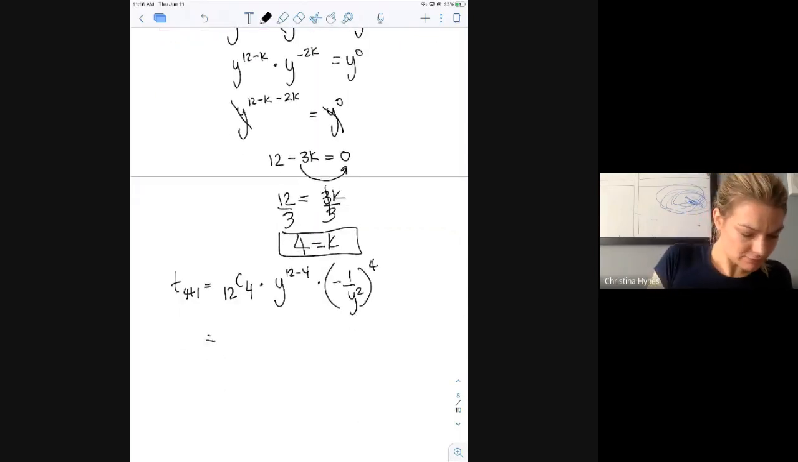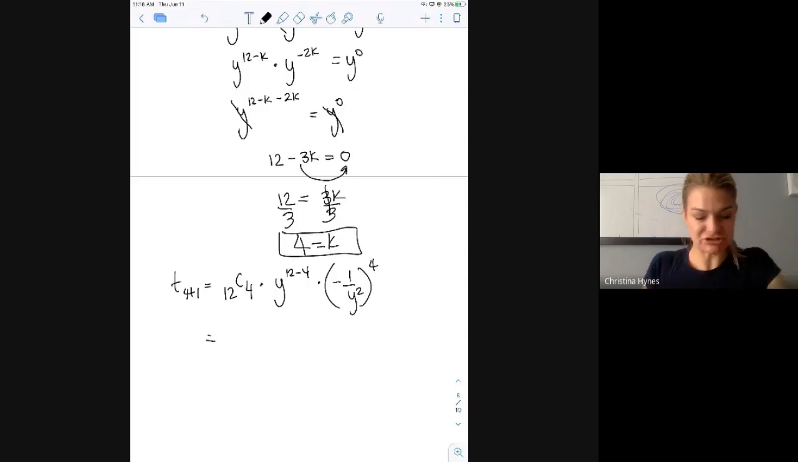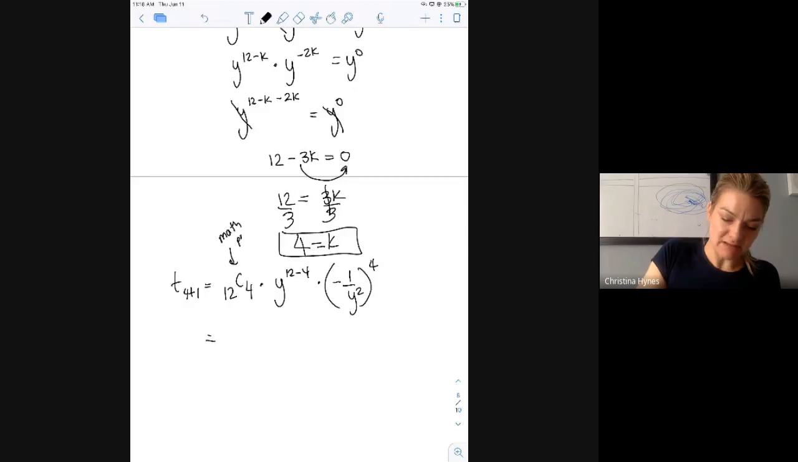So 12 choose 4. I'll just use my regular calculator. You're putting that into your calculator. Remember the buttons to find this: you would go math, probability, and then number 3. So you should be getting 495.